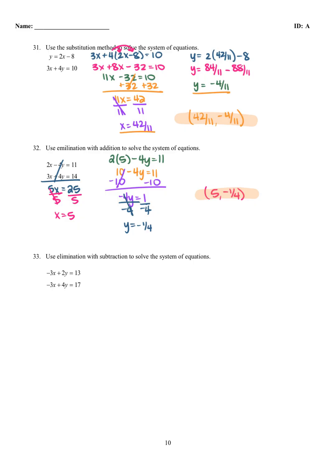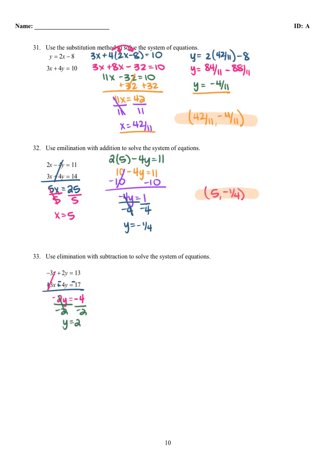For 33, you're using elimination with subtraction this time. Given the system's negative 3x plus 2y is equal to 13, and negative 3x plus 4y is equal to 17. Your 3x's are the same. We want them to be opposite, so we're going to change the sign on everything in the bottom equation to combine. This cancels out your 3x's, gives you negative 2y is equal to negative 4. You divide each side by the negative 2 to get y is 2.